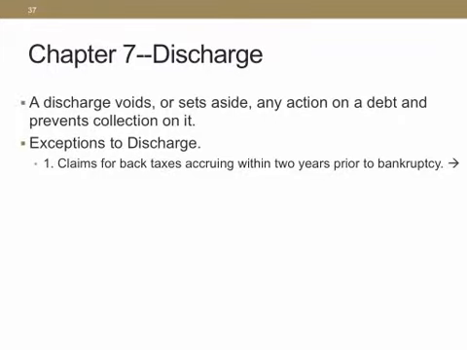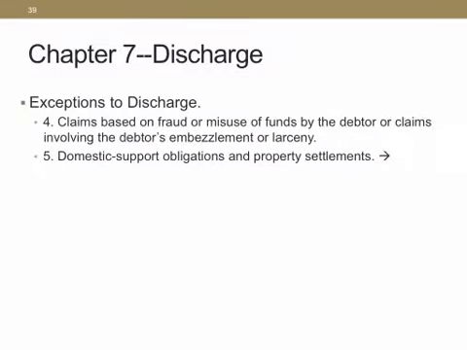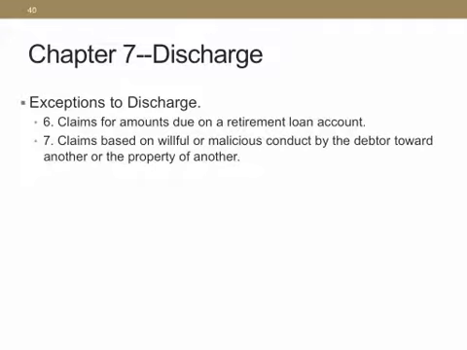So at the end of that, they're discharged, and under all the chapters of bankruptcy, discharge means an avoidance or setting aside of debts, and there are some exceptions to this discharge. For example, back taxes, borrowing to pay taxes. It's all defined by statute. Fraud, support generally, retirement loans.